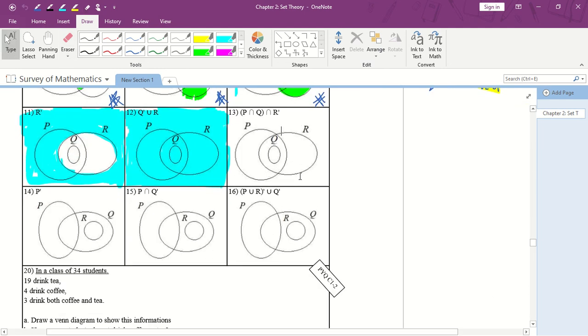Let's look at the last few questions here. Here says P prime. P prime means the region outside of P. Okay? In exam, if you don't want to shade, you can just draw a line like this. Make sure it doesn't touch P. P prime.